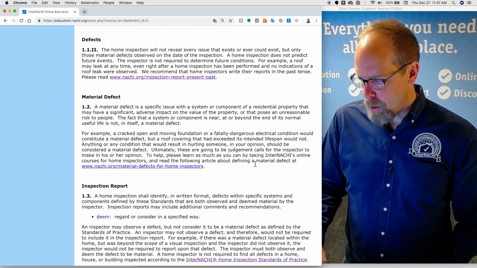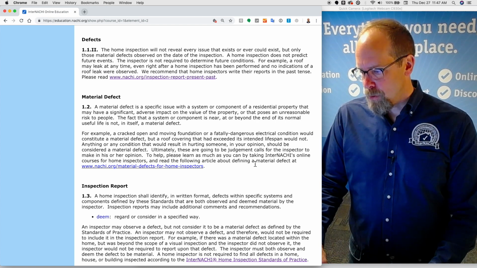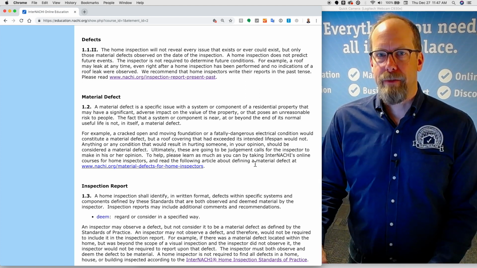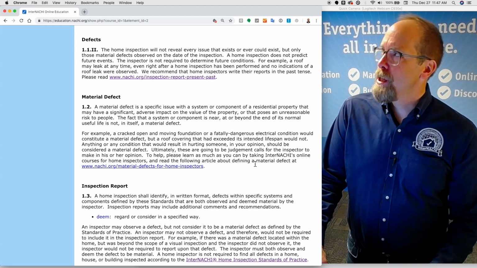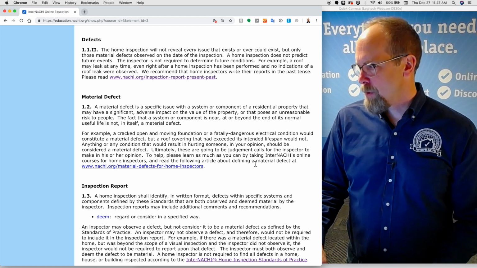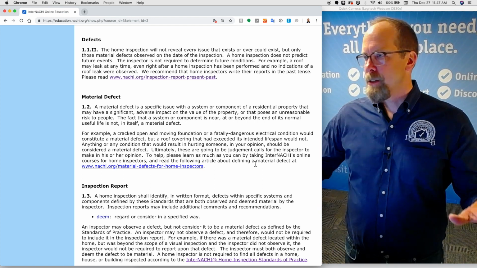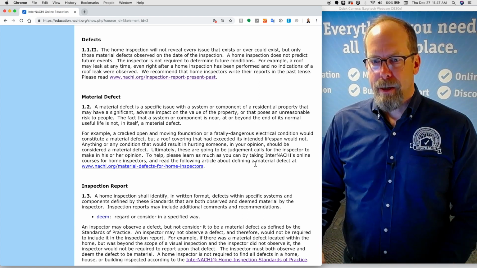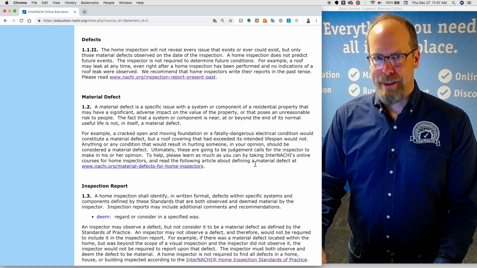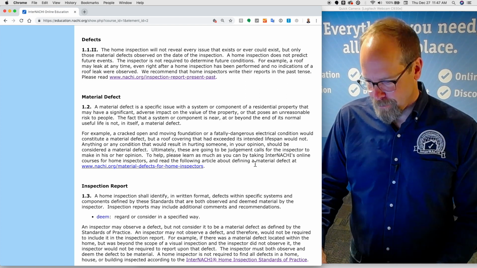The fact that a system or component is near, at, or beyond the end of its normal useful life is not in itself a material defect. So if the asphalt shingle roof covering is cracked and has missing pieces, it's beyond its service life, but that's not necessarily a material defect.